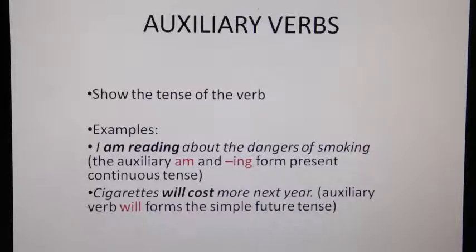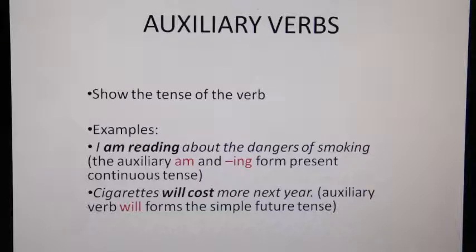Therefore, am, is, are is the present, was, were, the past, and has, have, perfect. For that example, we are in the present continuous tense.